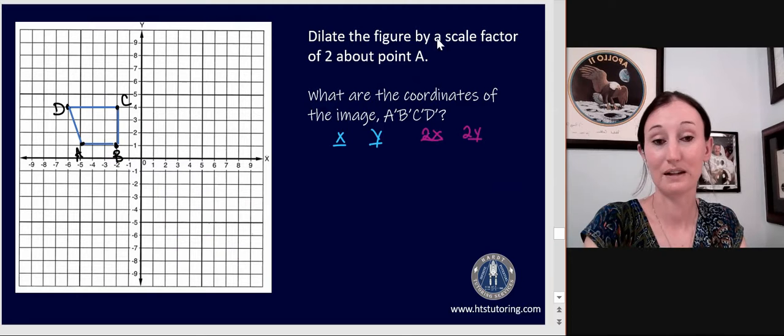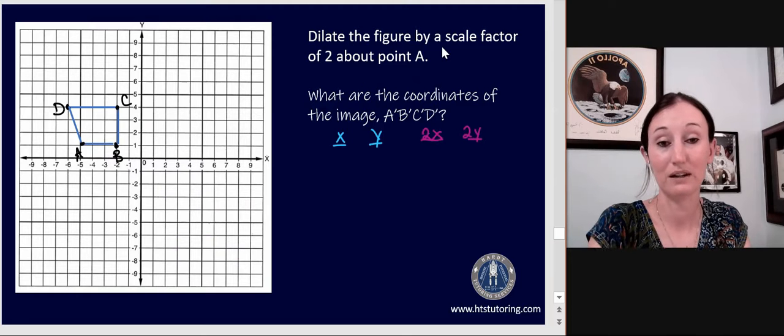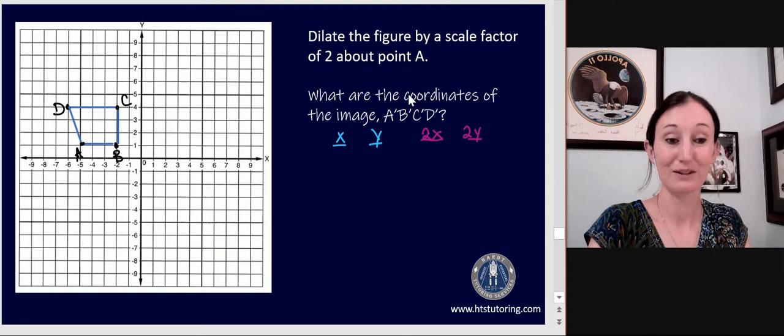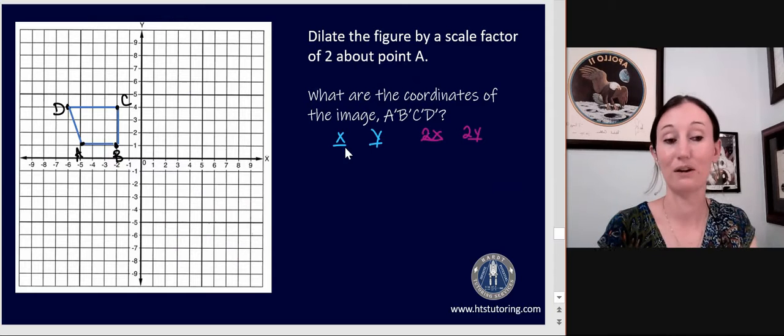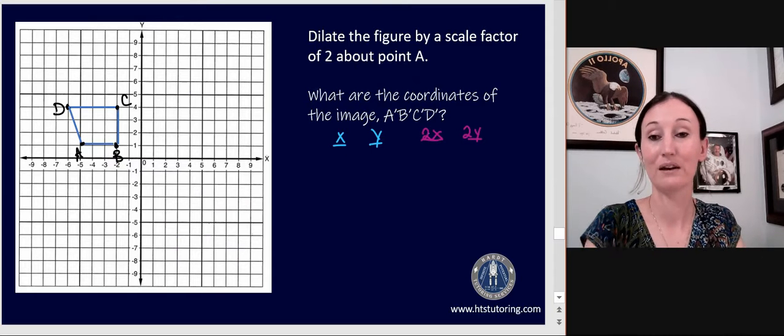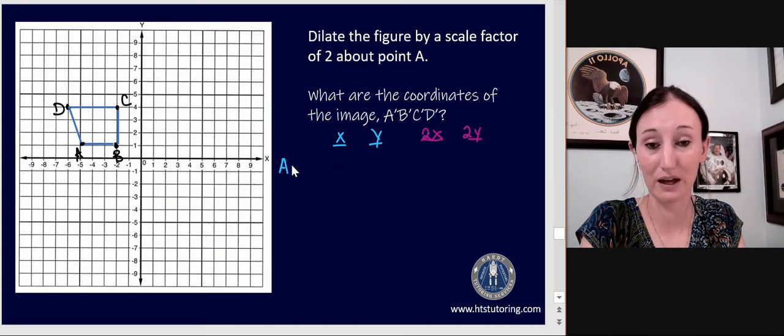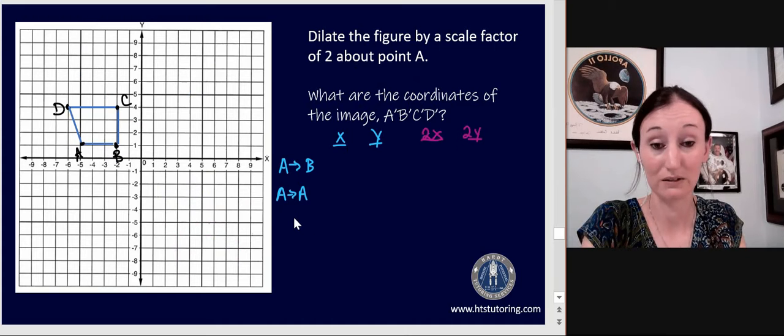This next example, we're dilating the figure by a scale factor of 2 about point A. We're not going around the origin. So we need to be able to understand that whole reference point thing that we just did. Point A is going to be our reference point. So we're going to go from A to B, A to A, because you have to look at that one too, A to D, and A to C.